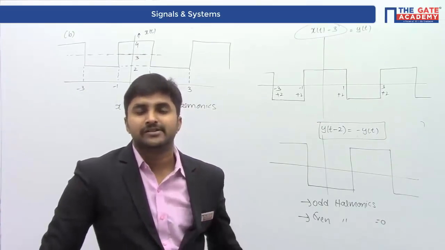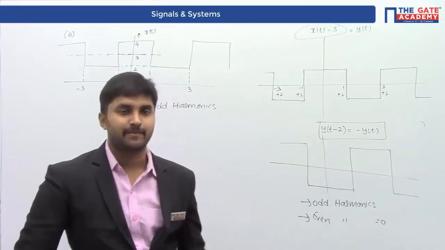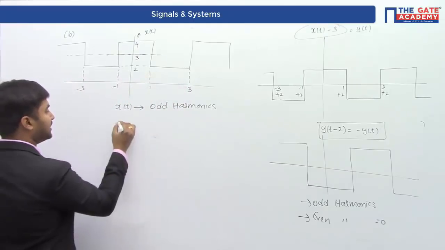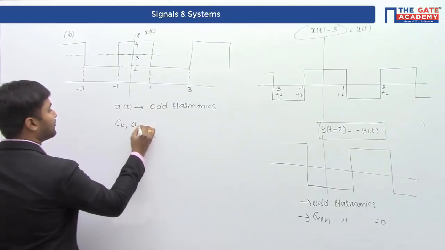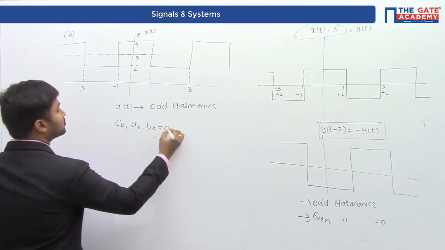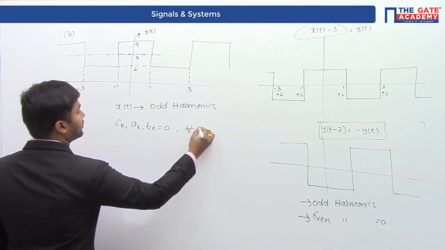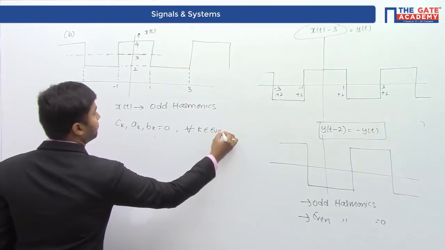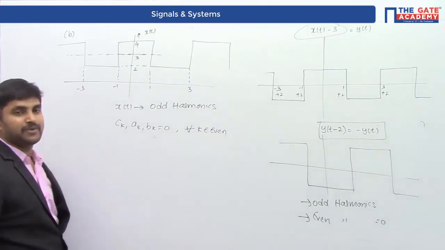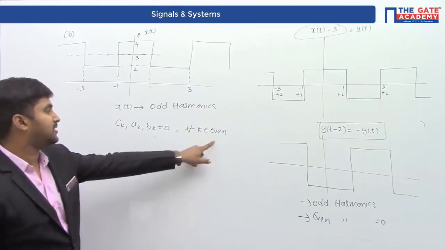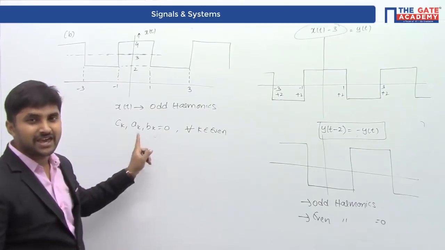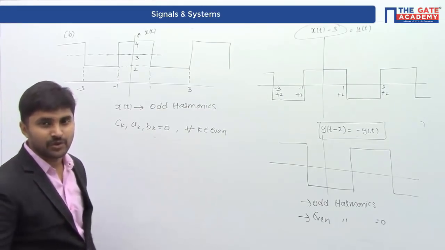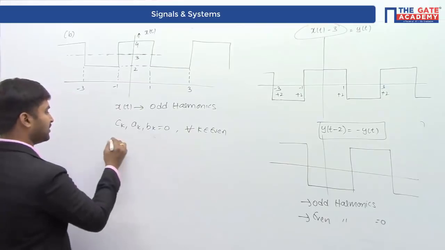Next thing we have to comment on is the nature of CK, AK and BK. Here also I can write that my CK value, AK value and BK value will be equal to 0 for the value of K being even. For all the values of K being even, we're going to have the values of CK, AK and BK equal to 0.